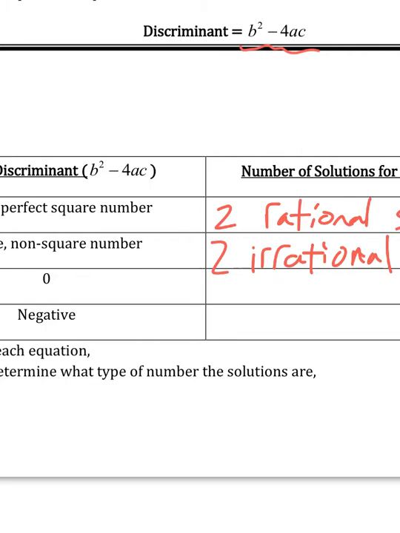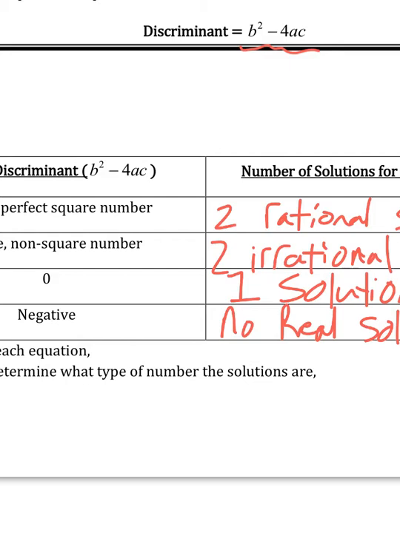If it's 0, like the first one up top, how many solutions did we get? There's just 1 solution. 1 real solution. But if it's a negative number, no real solutions. There are imaginary, but there's no real solutions.